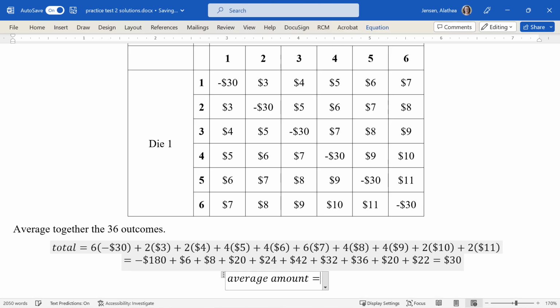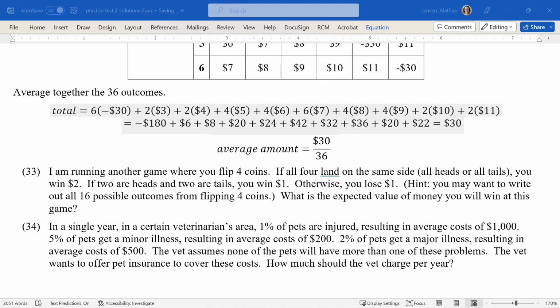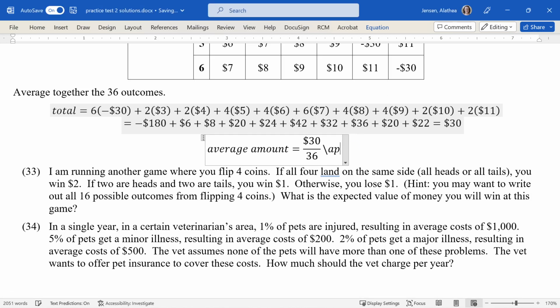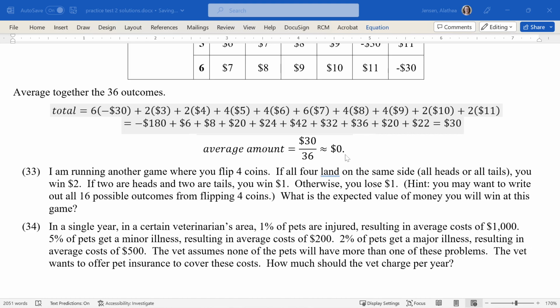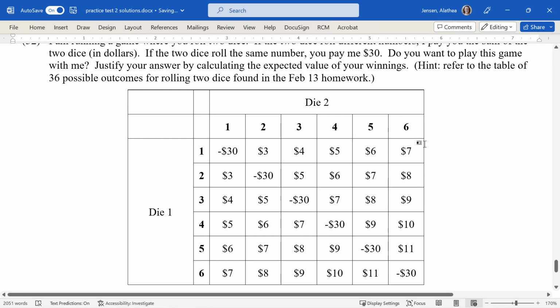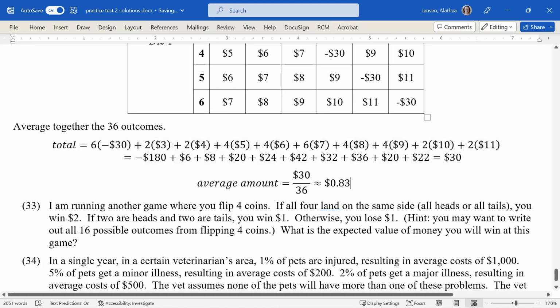amount is going to be $30 divided by 36, which is approximately 0.833. Okay, so 83 cents is what we're going to go with. All right, so the question of whether you want to play this game with me, well, on average, you're going to win 83 cents. So yeah, you should play this with me.